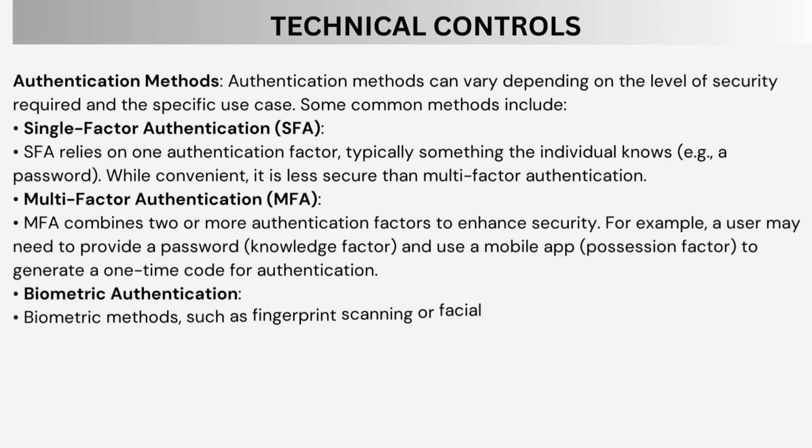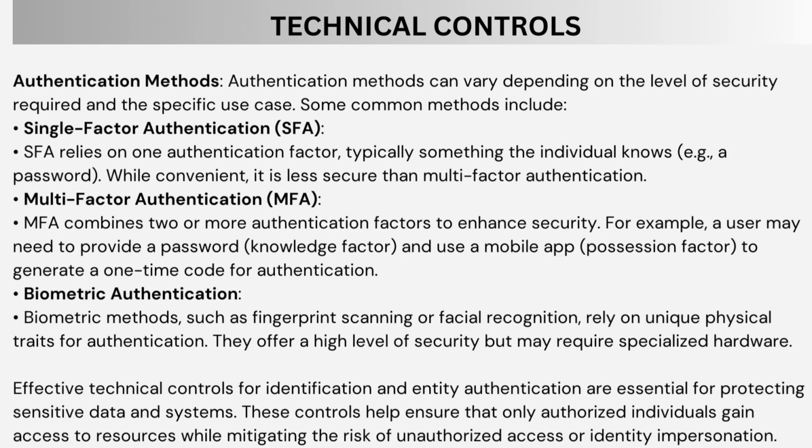Authentication methods. Authentication methods can vary depending on the level of security required and the specific use case. Some common methods include single-factor authentication, which relies on one authentication factor, typically something the individual knows, e.g. a password. While convenient, it is less secure than multi-factor authentication. Multi-factor authentication combines two or more authentication factors to enhance security. For example, a user may need to provide a password, that is a knowledge factor, and use a mobile app, a possession factor, to generate a one-time code for authentication.